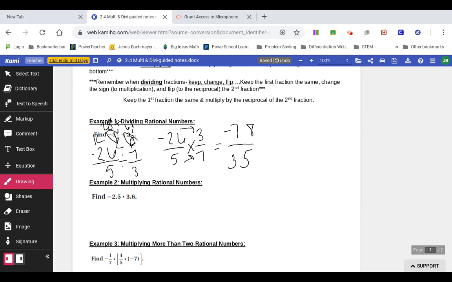That is improper, so we divide. We're going to do 78 divided by 35. 35 goes into 78 2 times, which is 70. And I get an 8 left over. So my final answer is going to be a -2, which is what we got up top, and then we have 8/35.